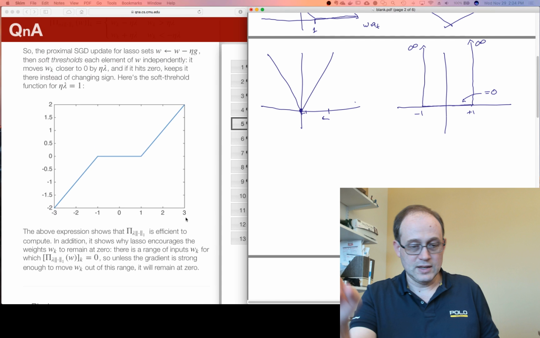And so prox SGD for lasso takes a gradient descent step, or a stochastic gradient descent step, and then applies the prox operator, which means separately for each component of w, you move it a little bit towards 0 and have it stick there instead of crossing. And that works quite well in practice. It can be a very fast algorithm for solving a lasso.